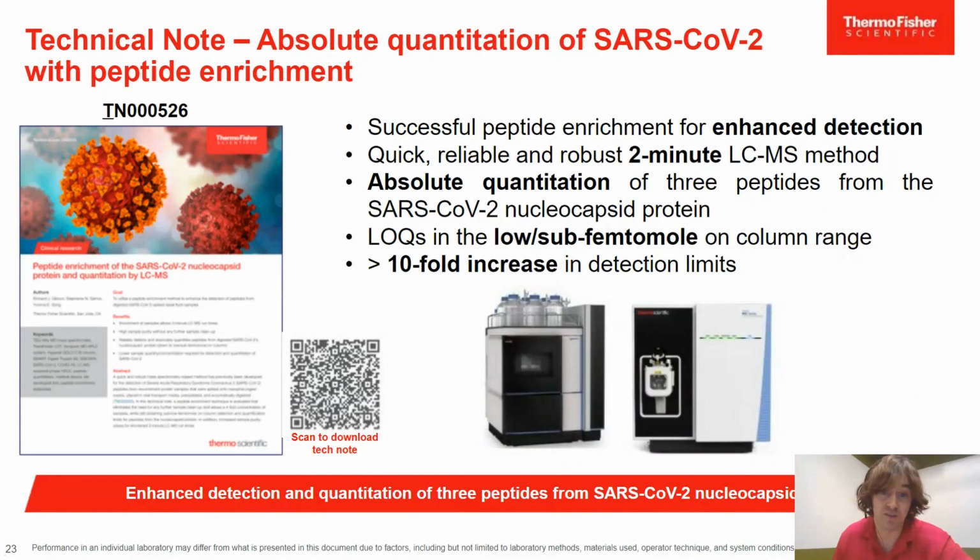This work was then published again as a second technical note, which demonstrated the successful peptide enrichment for enhanced detection of 3 peptides from SARS-CoV-2. This was done within a quick, reliable, and robust 2-minute LCMS method. LODs and LOQs were in the low or sub-femtomole on column range, and we saw an increase of over 10-fold in detection limits from the starting concentrations in nasal fluids.